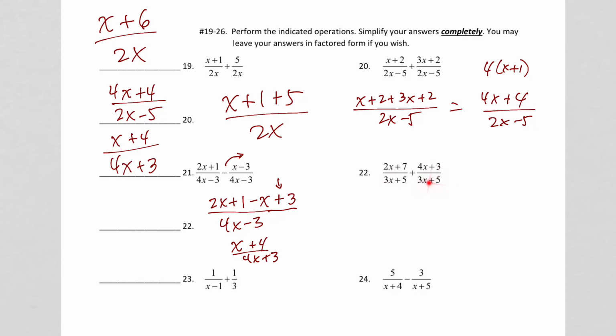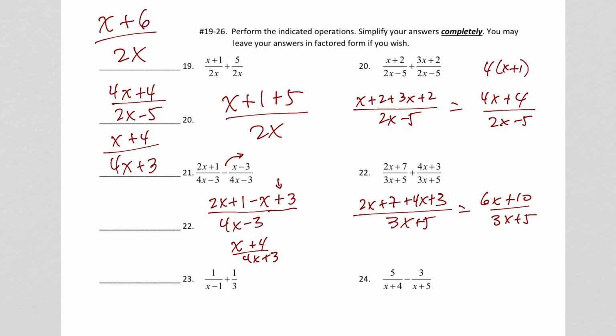Okay, we have a common denominator, so I'm just going to add the numerators. And you don't have to worry about distributing a negative. It's only when you have a negative that I worry about that. So on the top, I have 2x plus 7 plus 4x plus 3 over 3x plus 5, which is 2 plus 4 is 6x plus 10 over 3x plus 5.